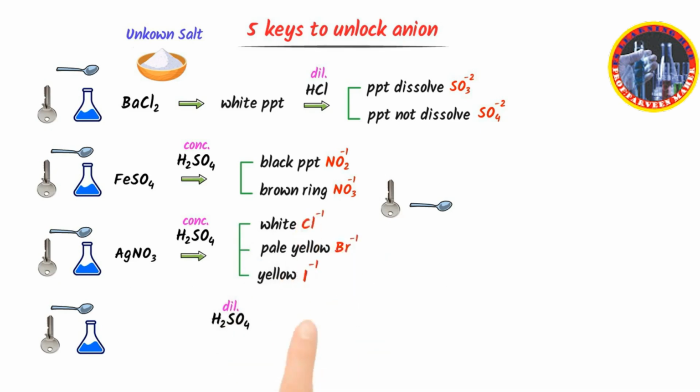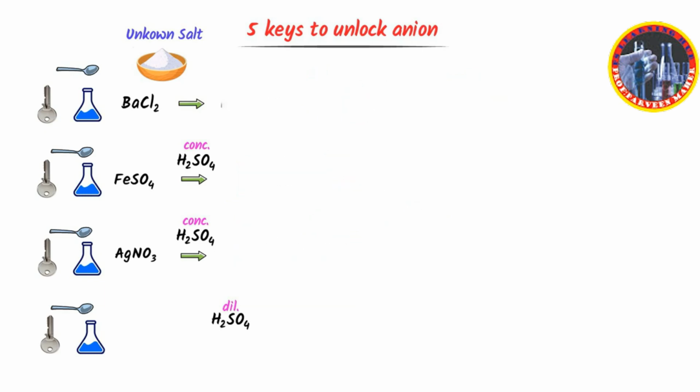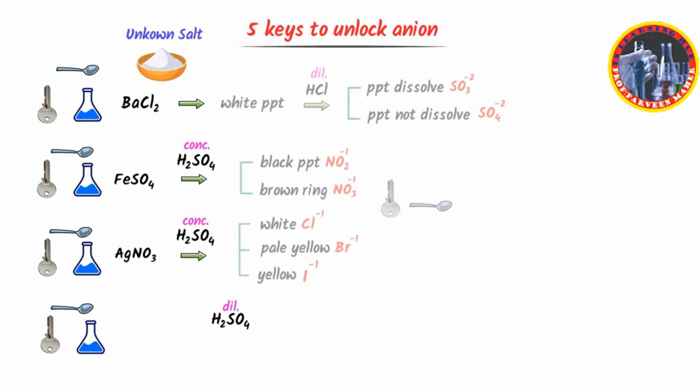Chlorine, bromine, iodine. The white color indicates chlorine ion. The pale yellow color indicates bromine ion. And the yellow color indicates iodine ion. Thus using the third key, we can unlock chlorine, bromine and iodine ions of any salt. If we do not get white, pale yellow or yellow color, then we will use the fourth key.